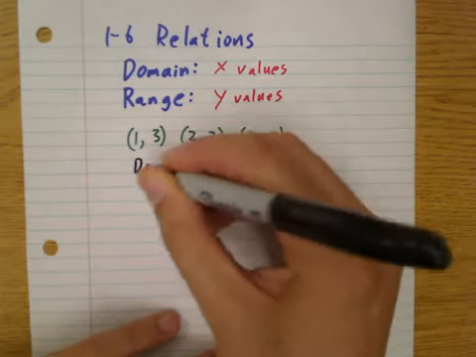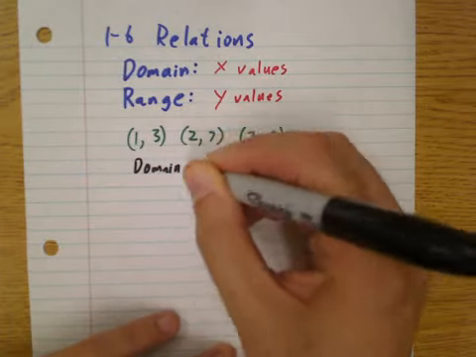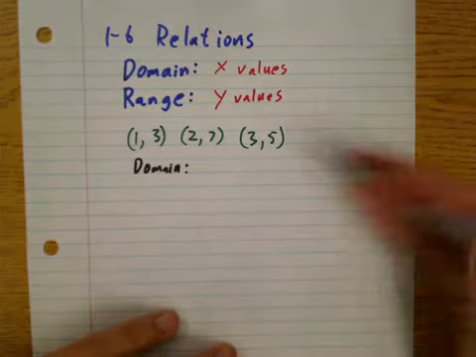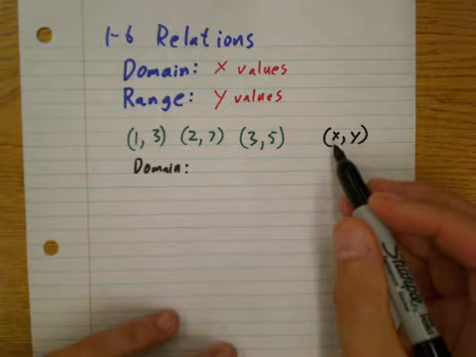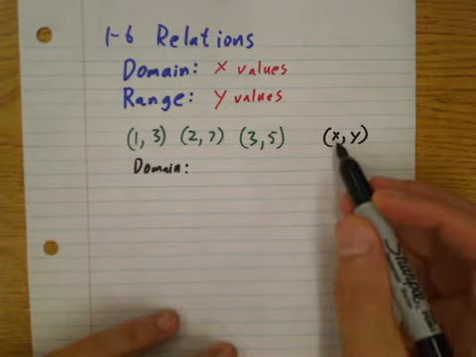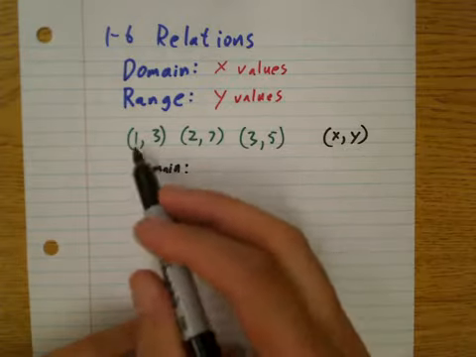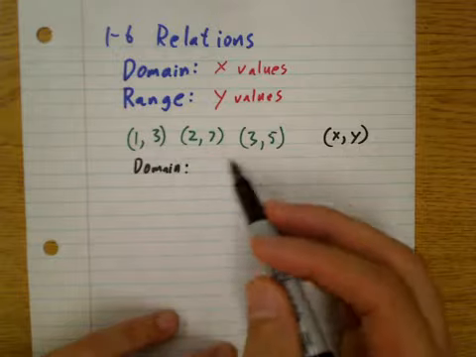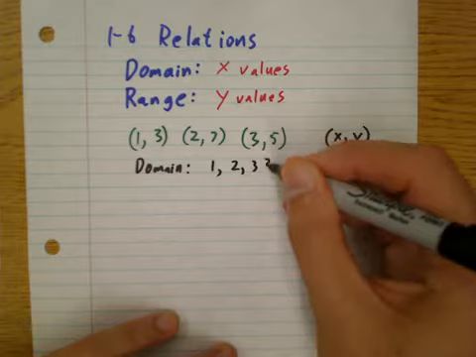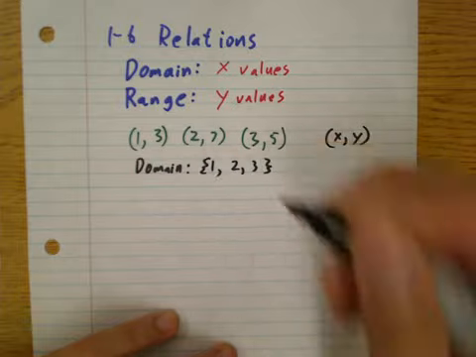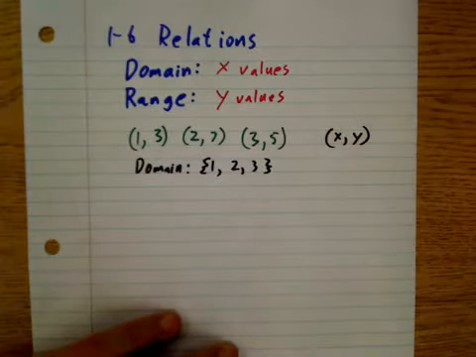So the domain, well, remember that these are an XY pair, X, Y. So the X value is the first value in each of the pairs. So the X values are going to be 1, 2, and 3. And that's my domain. My domain is 1, 2, and 3.